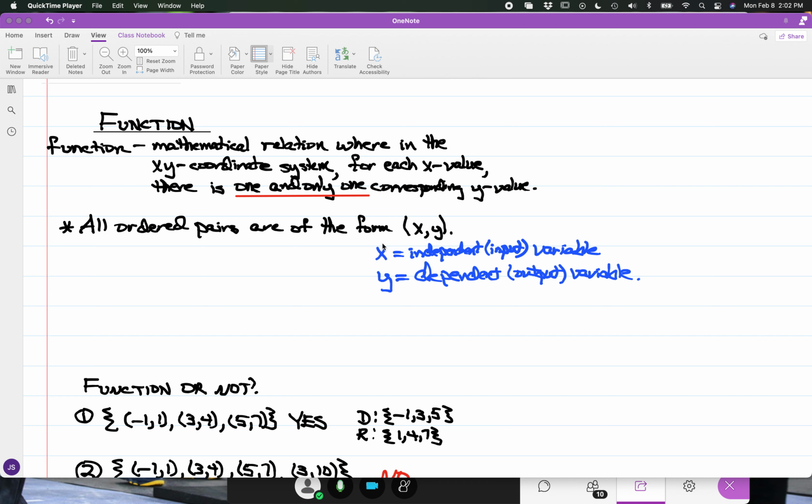And again, all ordered pairs are of the form xy. And x is going to be referred to as the independent or input variable. And in the case of y, that is going to be the dependent or the output variable.